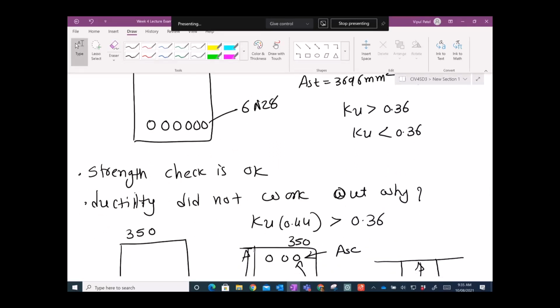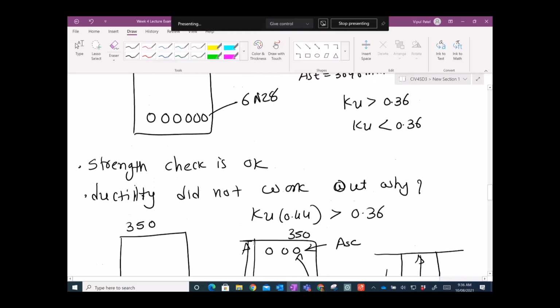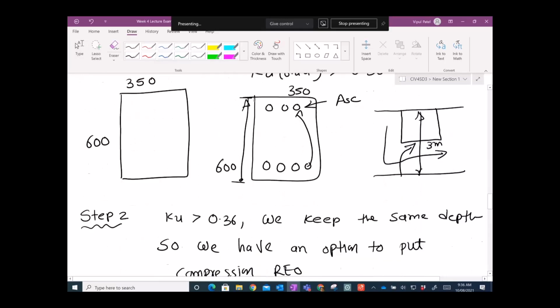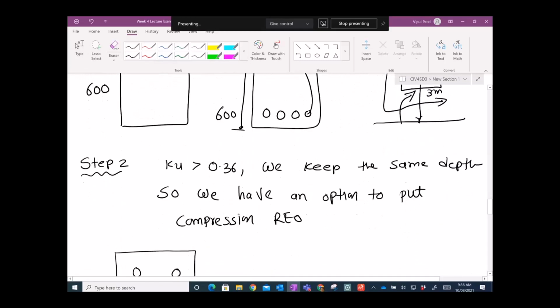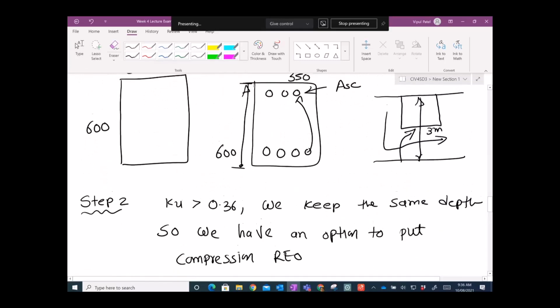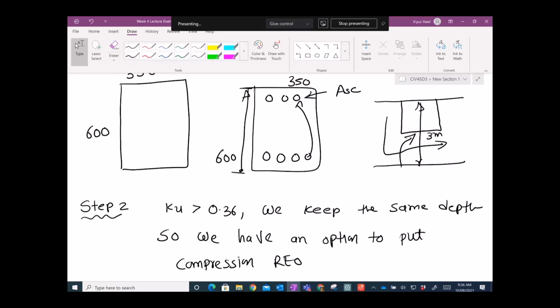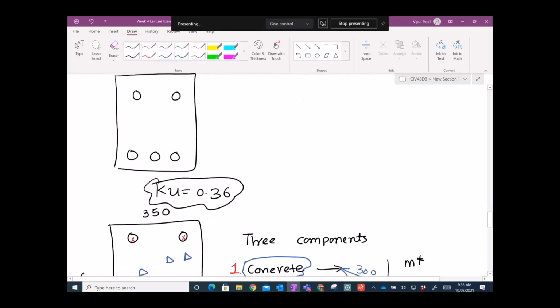But Ku was greater than 0.36, so the ductility was a brittle failure, and the Australian standard doesn't allow a brittle failure. So you want to have 0.36 or less. In that case, we said, okay, no problem. The depth is not allowed. We only have the option to make it a doubly reinforced concrete beam by putting reinforcement on the compression side. So that's what we did.